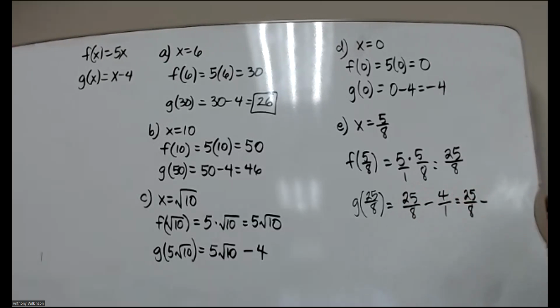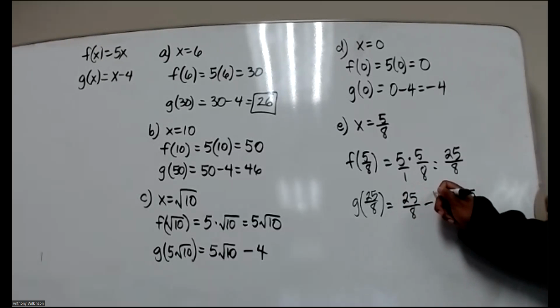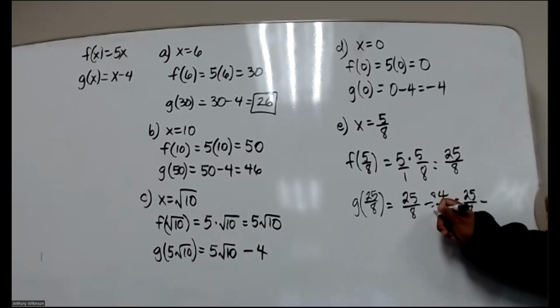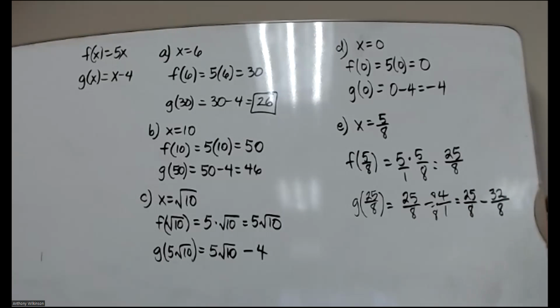I'm going to change 4/1 with a denominator of 8. So to do that, I need to multiply the numerator and the denominator by 8. And this will be 32/8, because you have to think of how many 8s are there in 4. There are 32 of them. So 25/8 minus 32/8 will be -7/8.